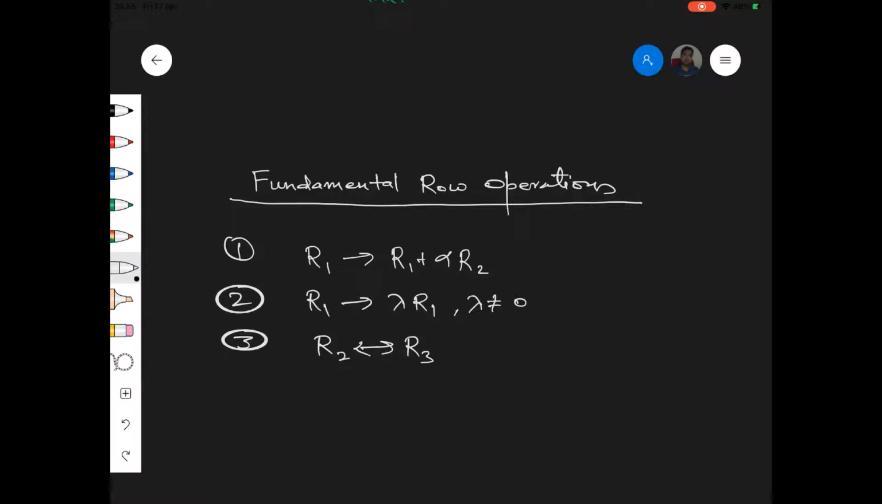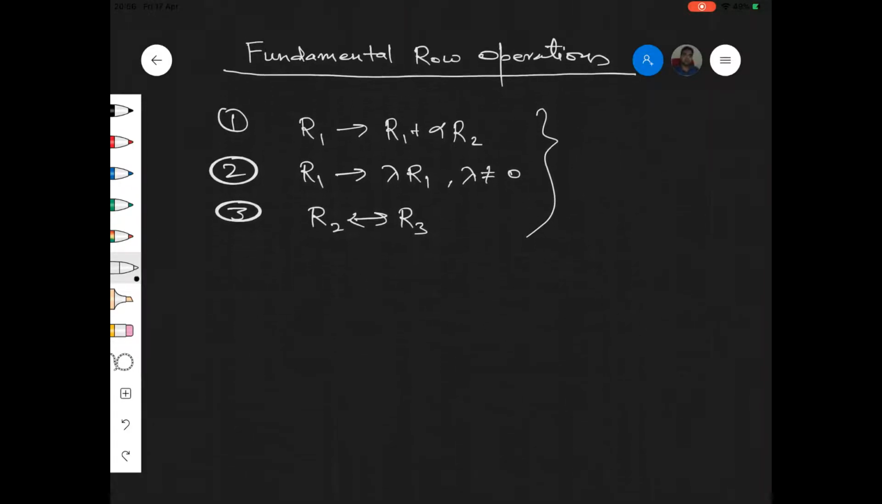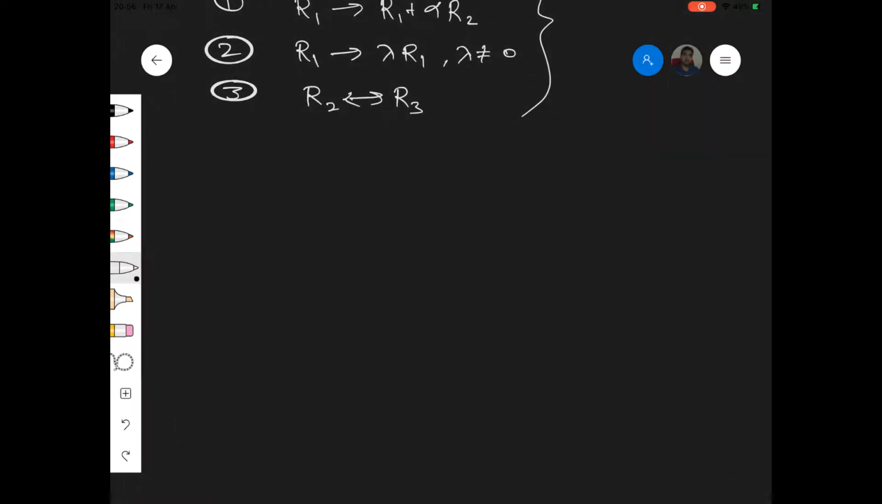Fundamental row operations have an immense amount of importance in the matrix, because once we apply them to any given matrix, the resultant matrix preserves many properties of the initial matrix. So these are the three fundamental row operations which can be used for the conversion of any matrix into its echelon form. Now we'll do an example where we'll convert a given matrix A into its echelon form.